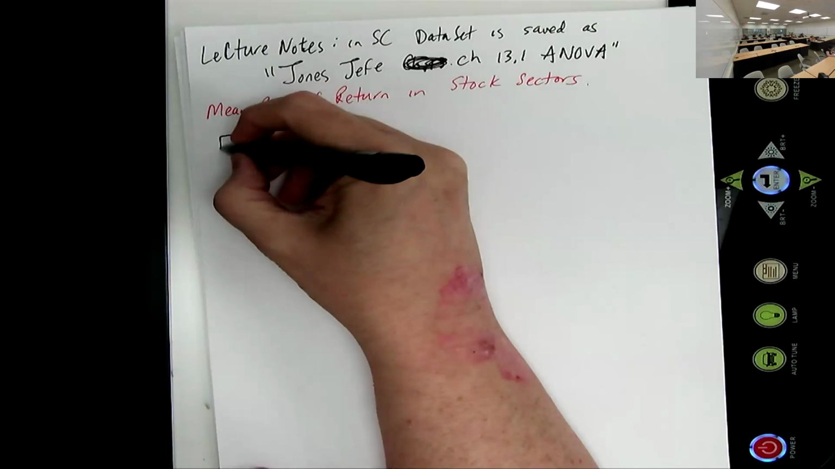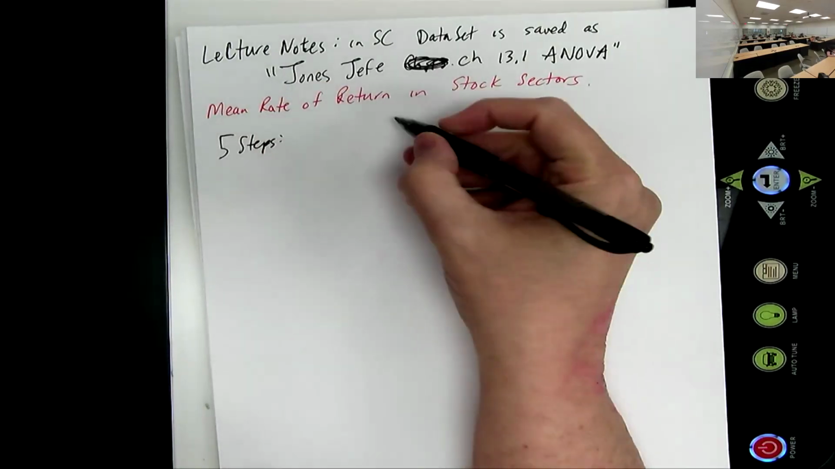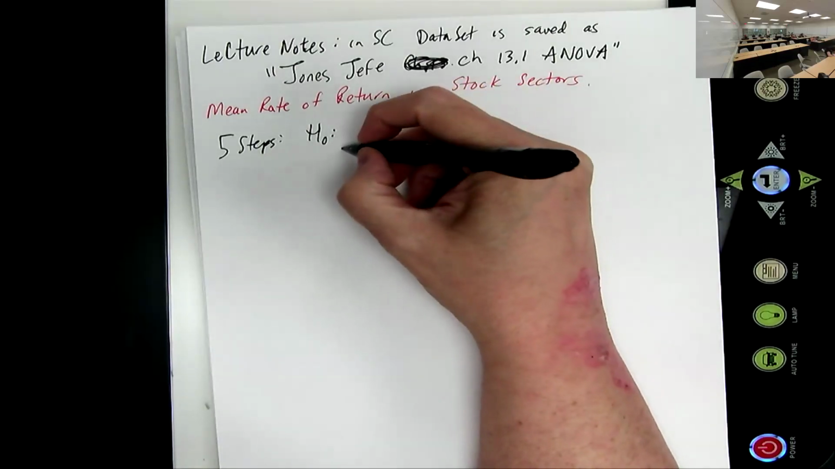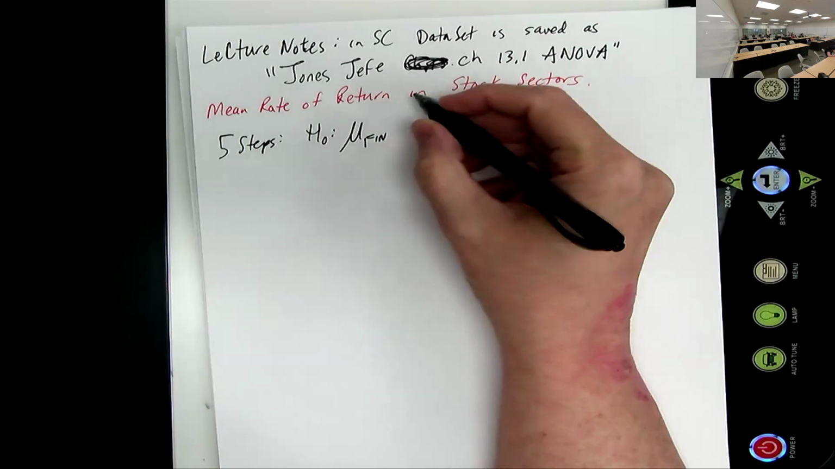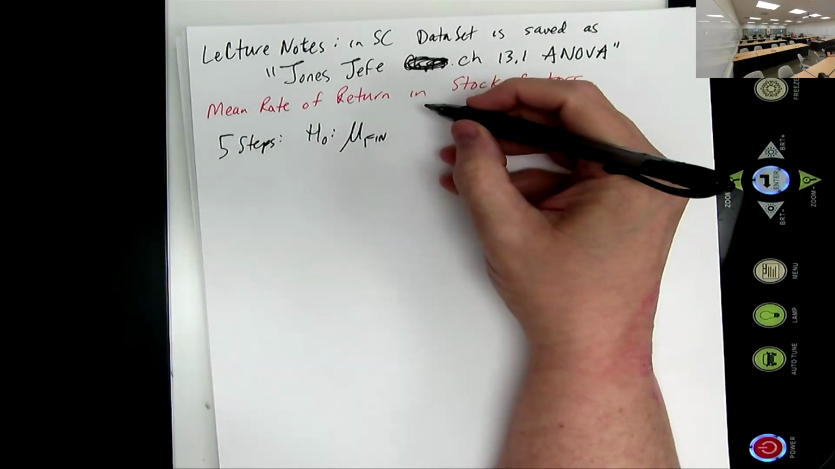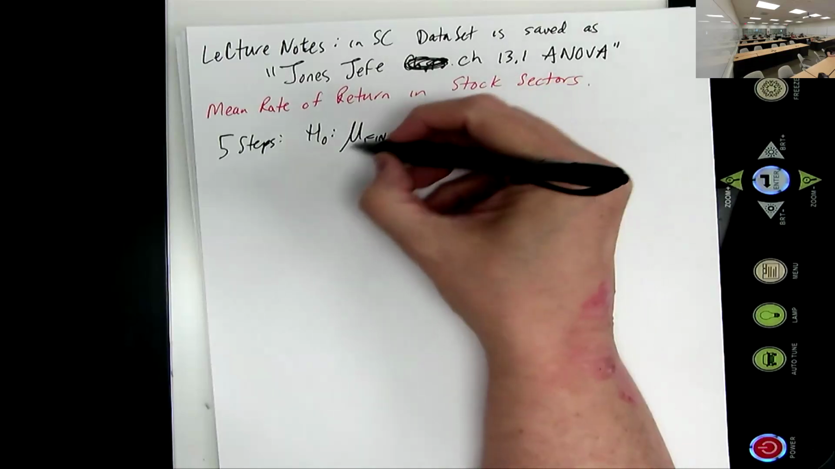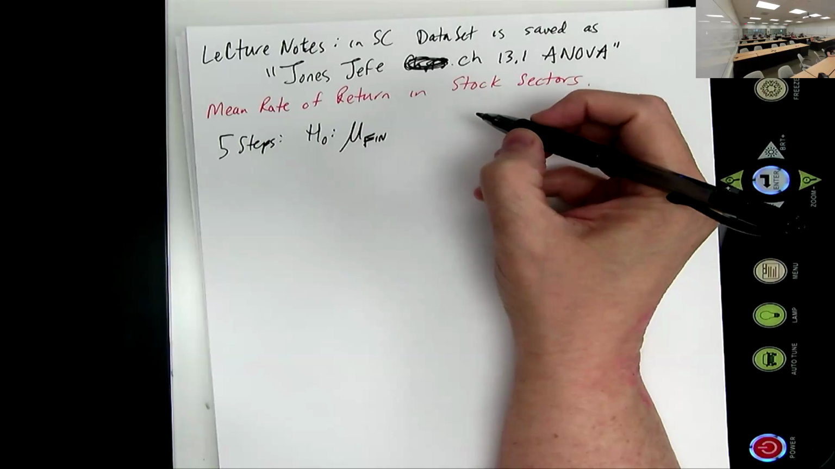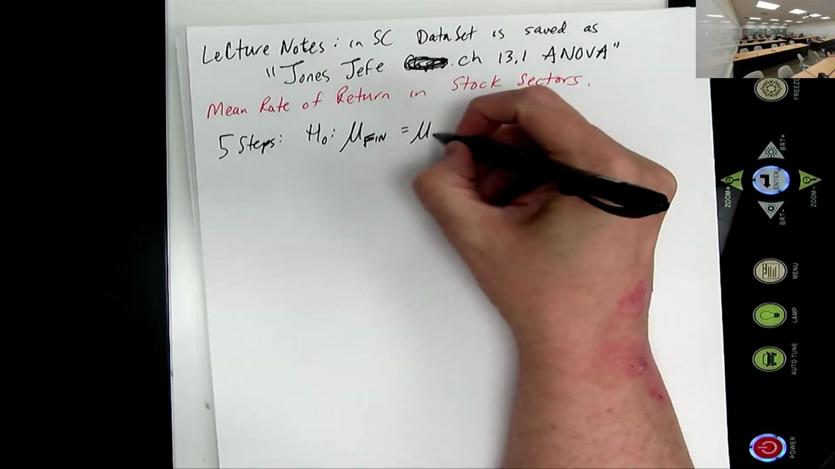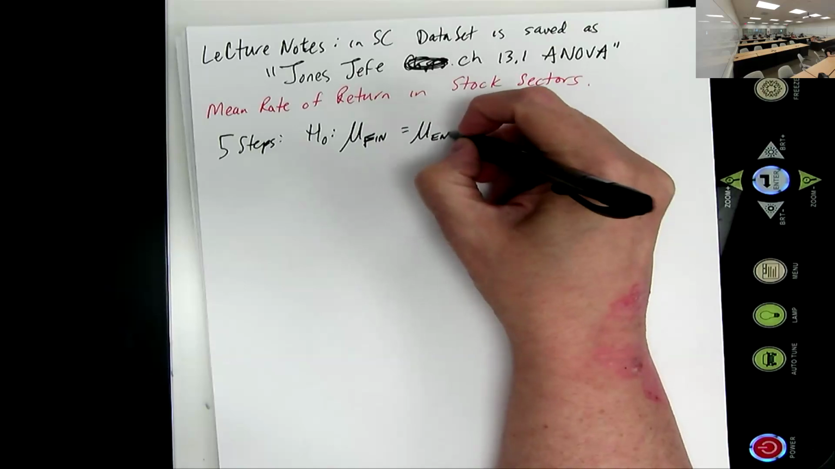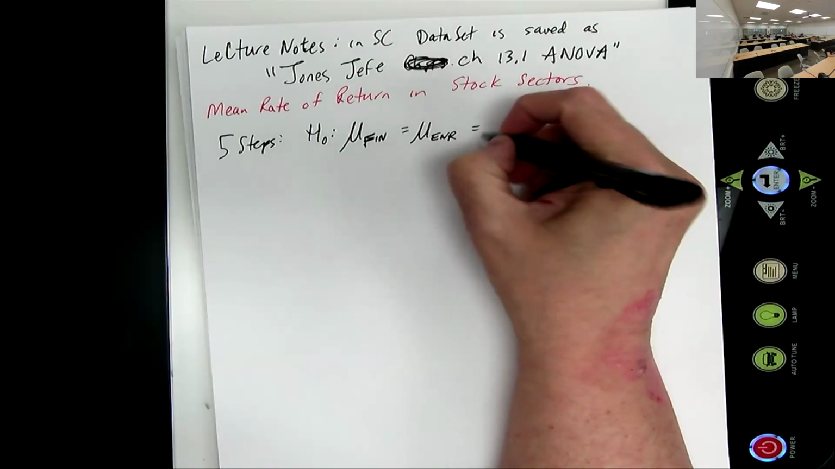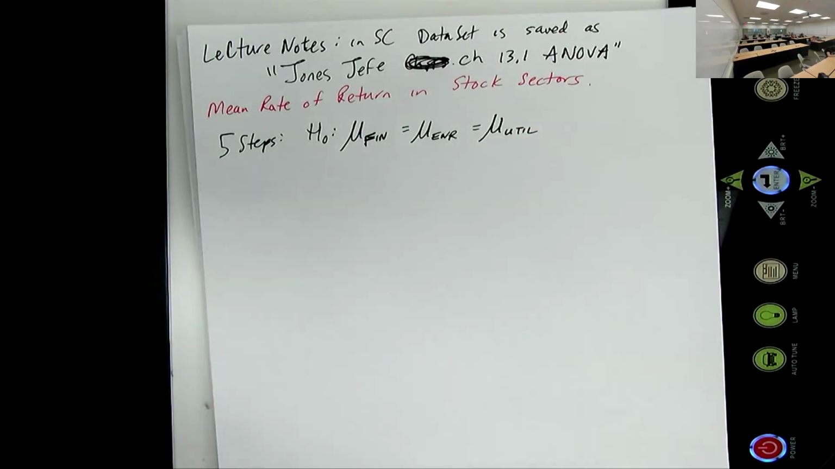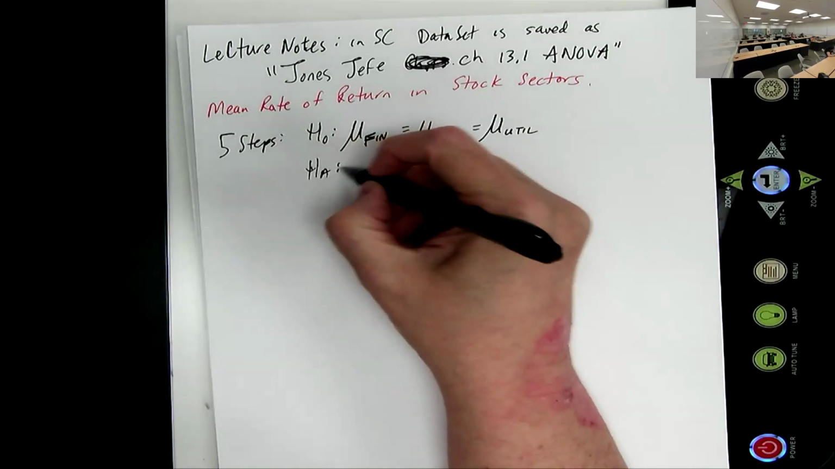Let's go through the 5 steps. H naught is, I'm gonna mention them in specific. We had mu financial, and what else do we have here? That's an F. There was utilities and what else? Mu energy equals mu utilities. HA is at least one is different.